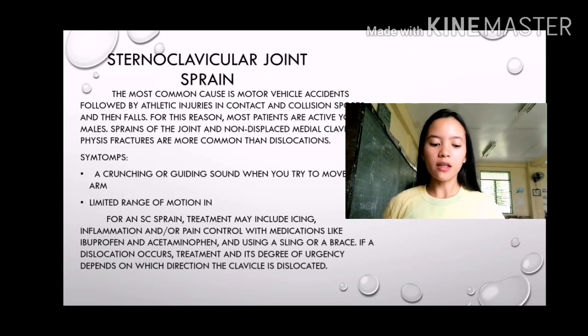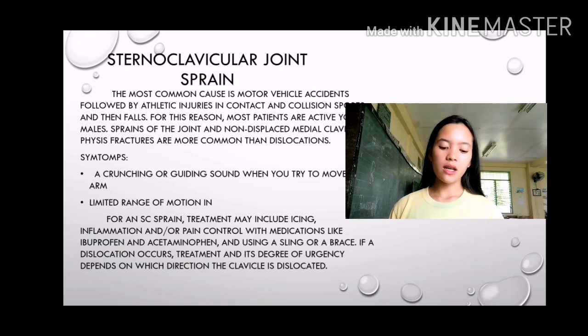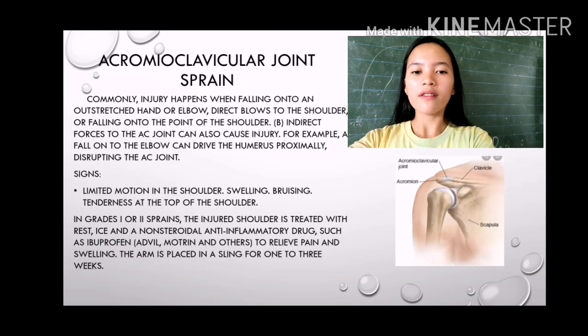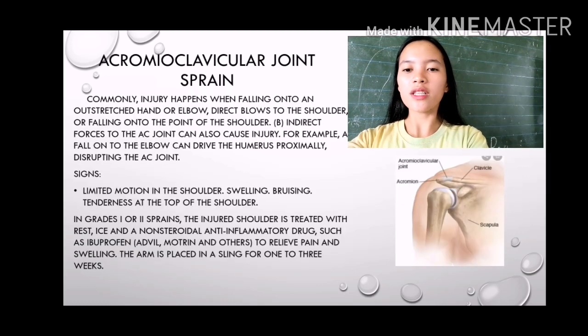Sternoclavicular joint sprain. These injuries are rare, requiring an accident with a lot of force, such as a tackle in football. Most sternoclavicular sprains occur when an athlete is struck on the back or side of the shoulder. For an AC sprain, treatment may include icing, inflammation or pain control with medications, and using a sling or a brace.